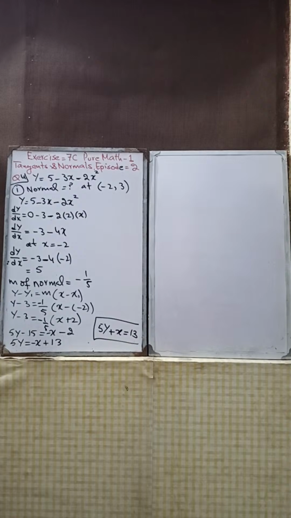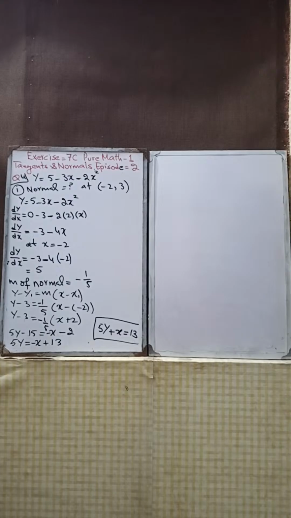This is question number 4 of this exercise. An equation is given: y equals 5 minus 3x minus 2x squared, and we have to prove that the equation of the normal at the point (-2, 3) is 5y + x = 13.